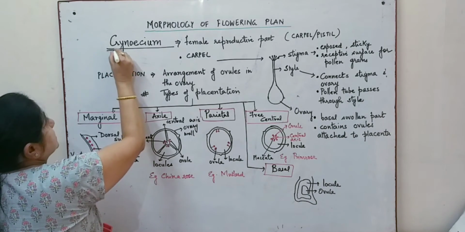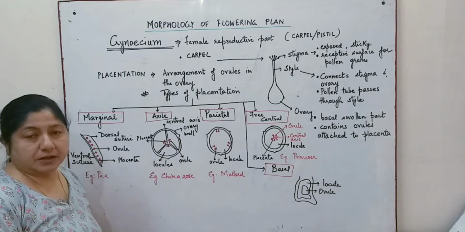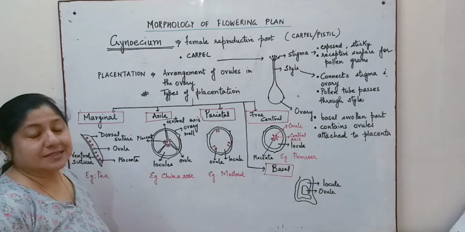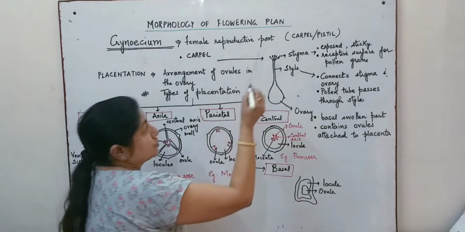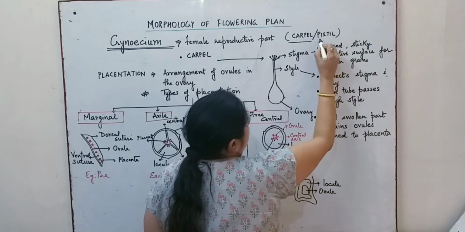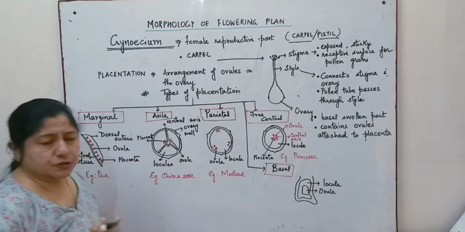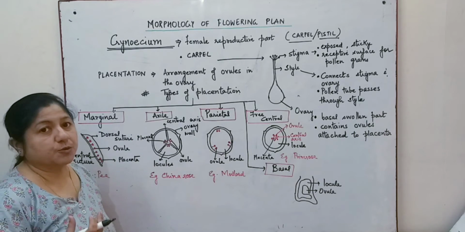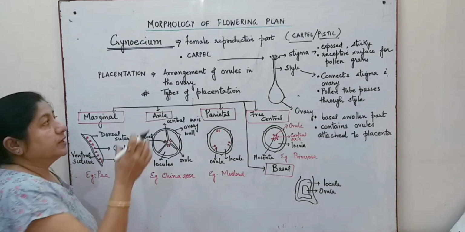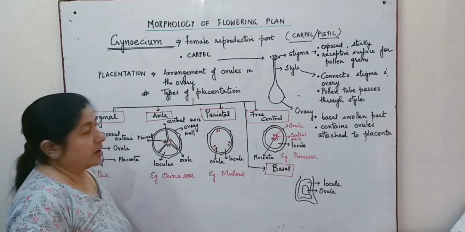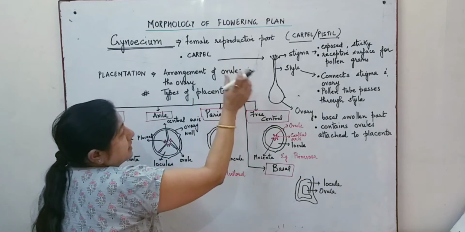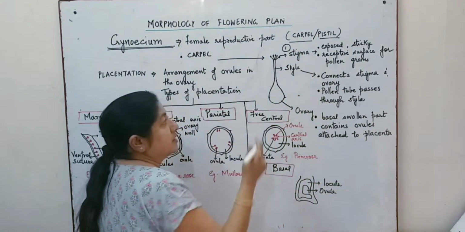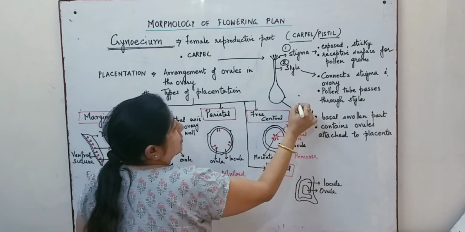Gynoecium is the female reproductive part of a flower, and the gynoecium consists of a structure which is known as carpel or pistil. We use both the terms for the female reproductive system of a flower. Now, when we study the structure, a carpel is made up of three parts: the stigma, the style, and the ovary.